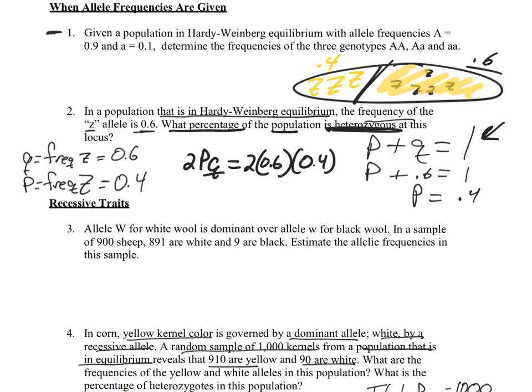All right, so 0.6 times 0.4 times 2 is what? Someone do the math. There are calculators all over the room. 0.24.